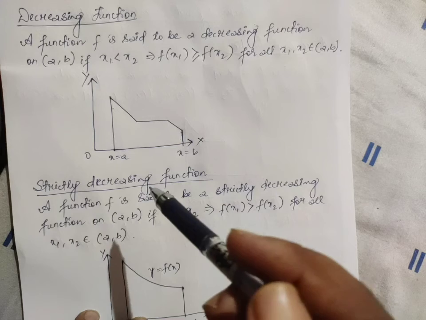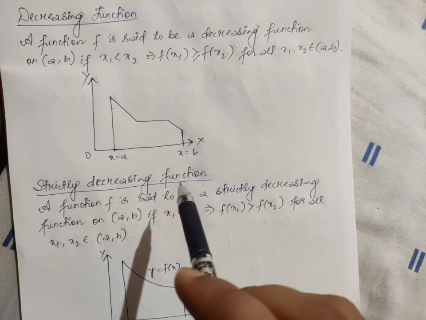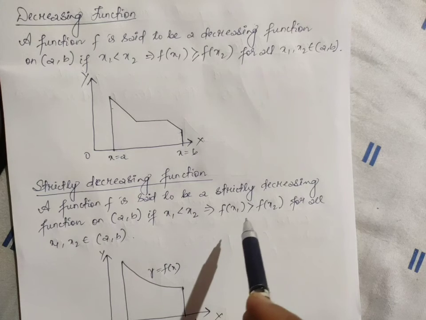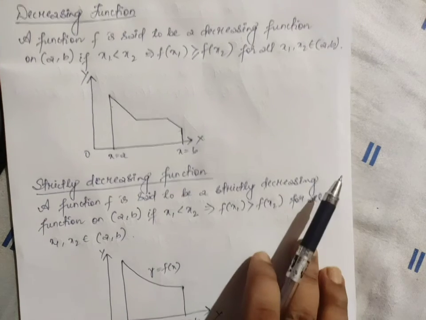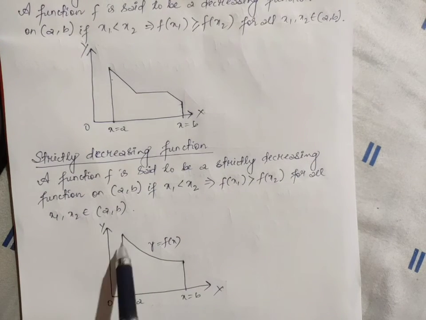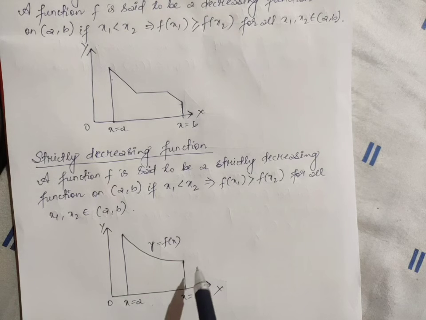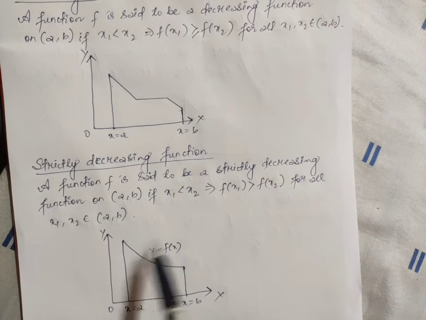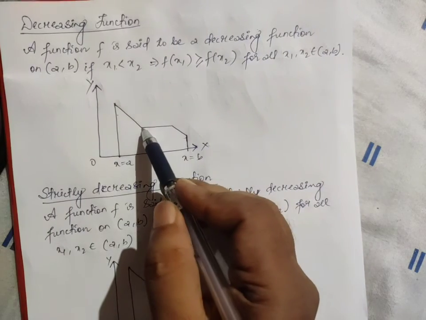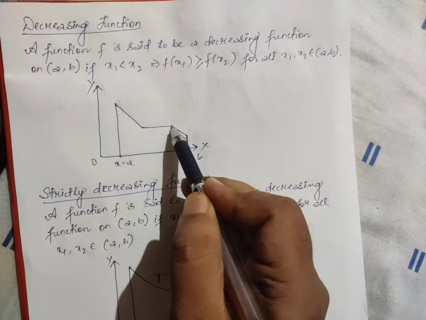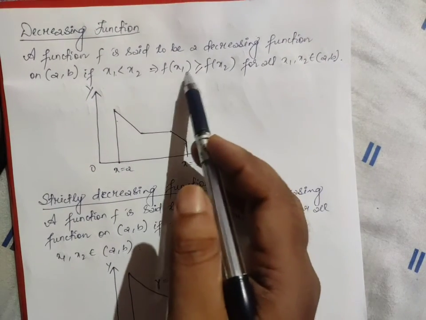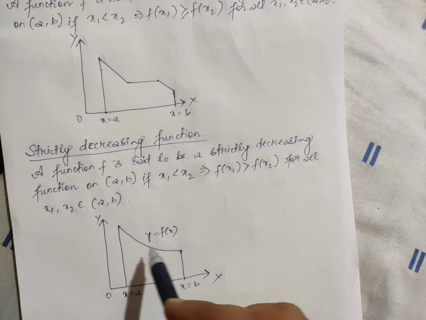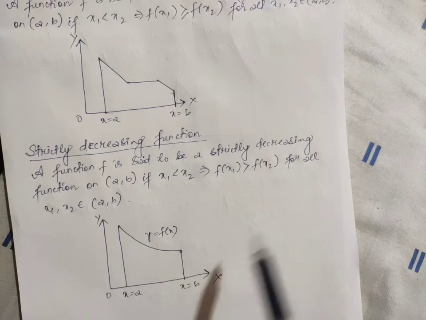And in strictly decreasing function, the only difference is that equal sign. Here there will be no equal sign, it will be only greater than, because it is strictly decreasing. As you can see in the figure, it is decreasing. There is no equal sign, that means there are no such points where they are equal. Here also you can see at these 2 points, f of x1 is equal to f of x2, but here there are no equalities. It is strictly decreasing.